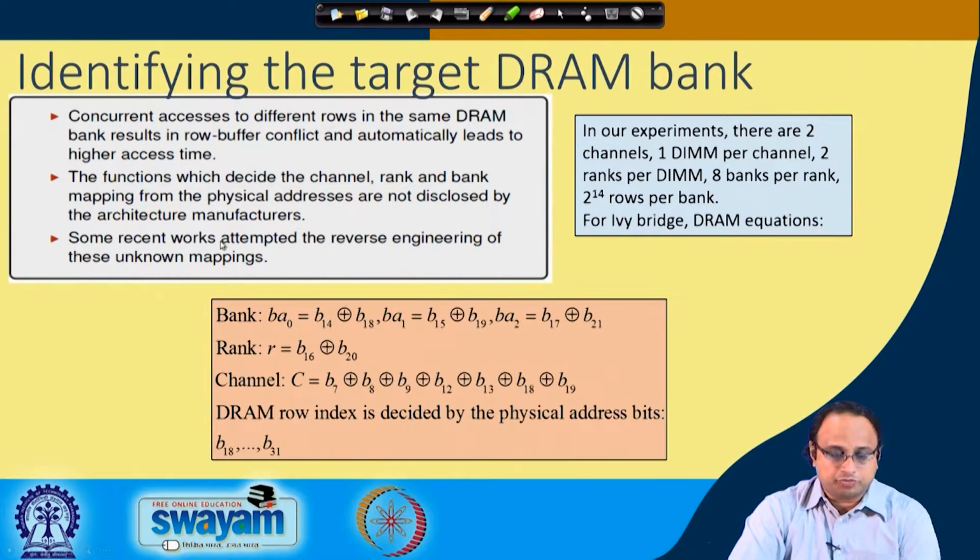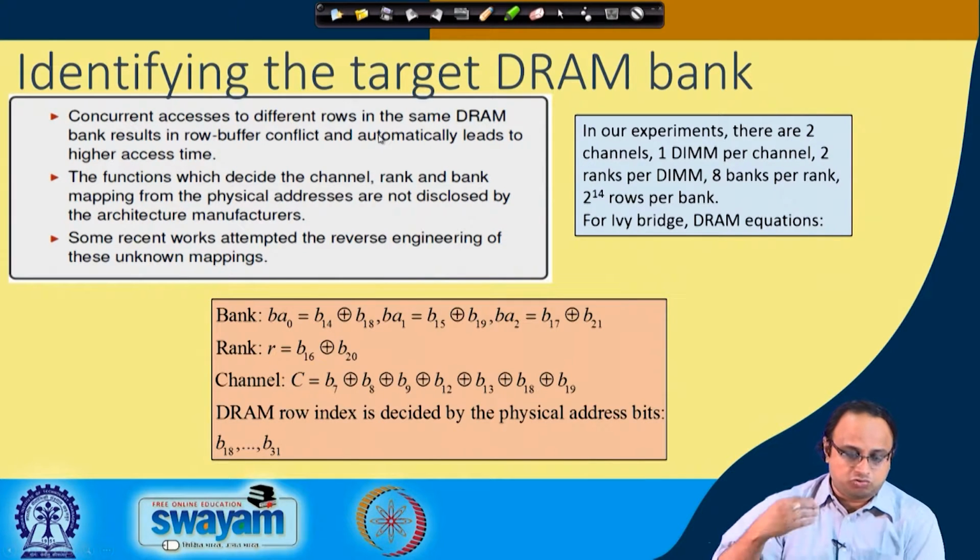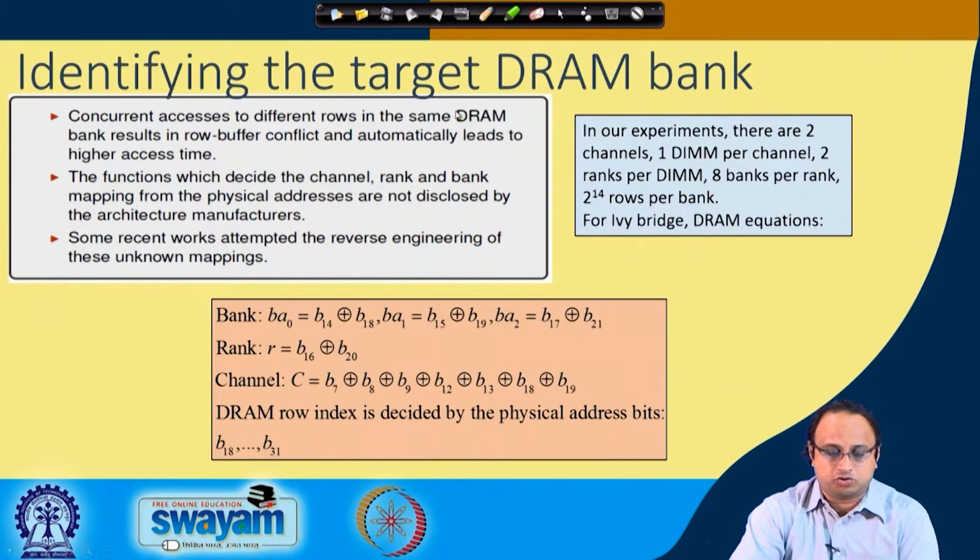The objective is to inflict this row hammering. So, you have to concurrently access different rows in the same DRAM bank, and this will result in a row buffer conflict, as we have discussed.